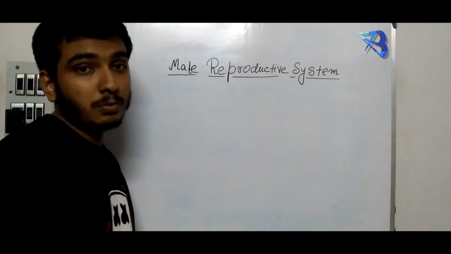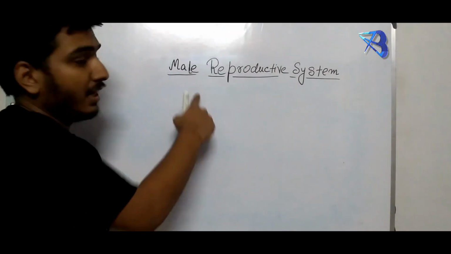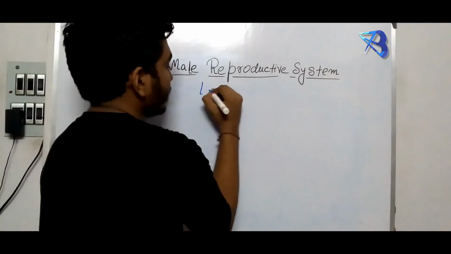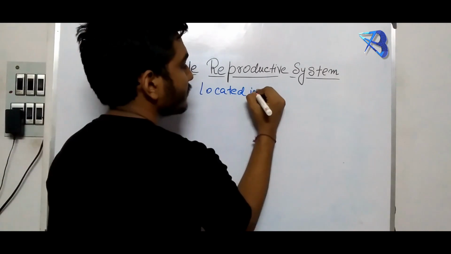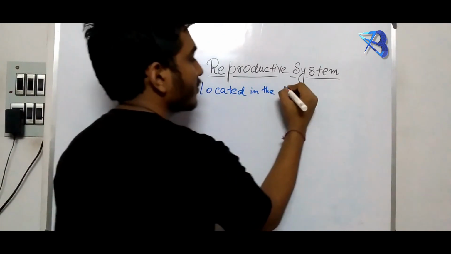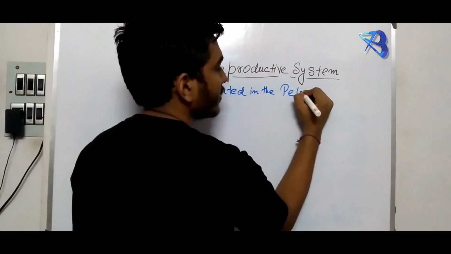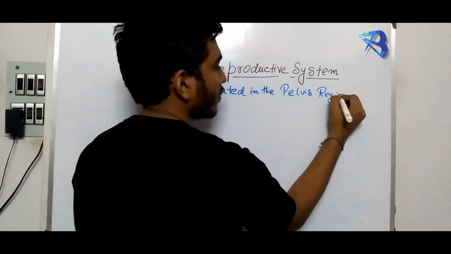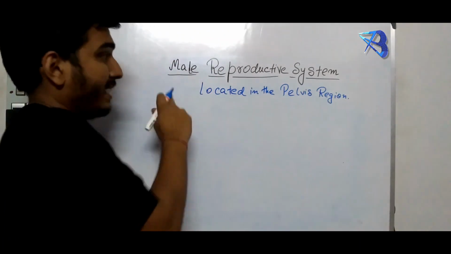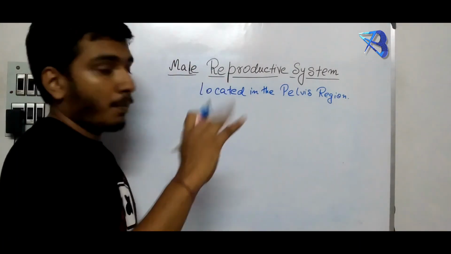Let's start the male reproductive system. The male reproductive system is located in the pelvis region. Okay. The male reproductive system consists of 4 parts.